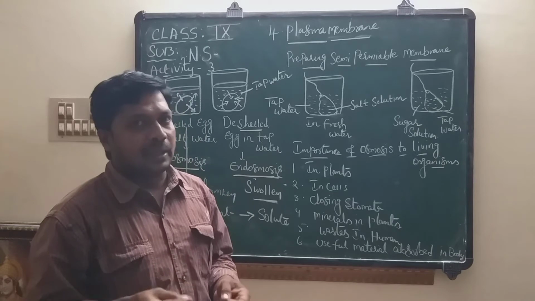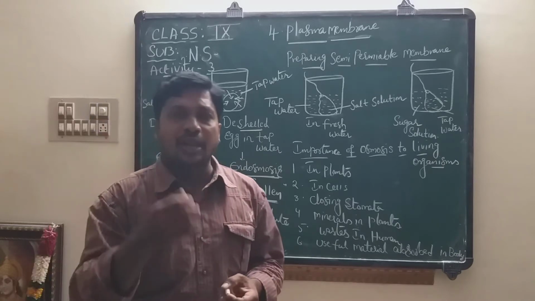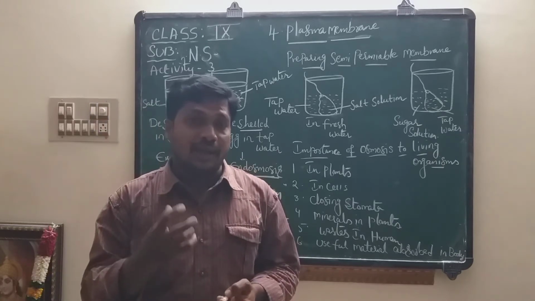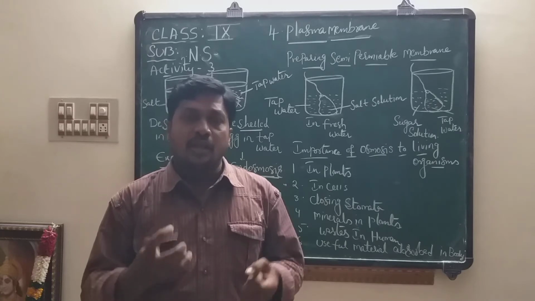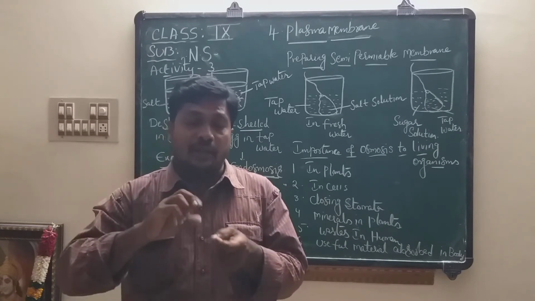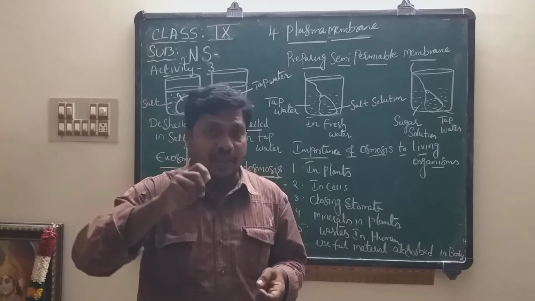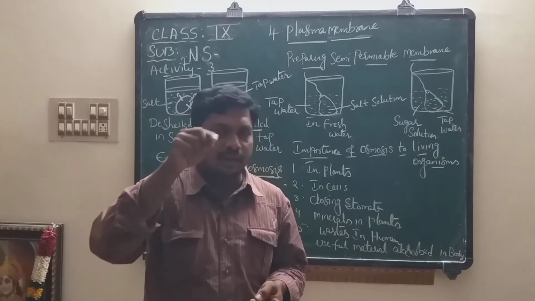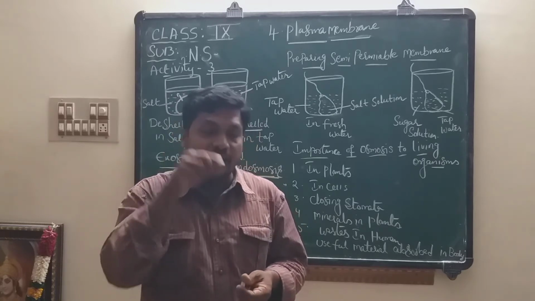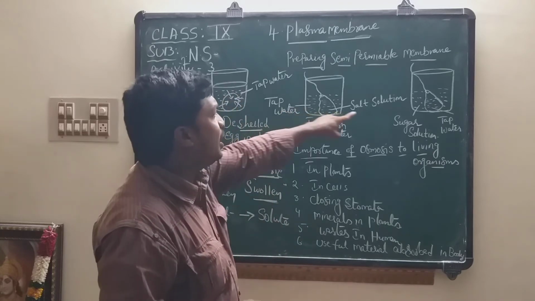That is the semi-permeable membrane. If you observe a boiled egg, we are all familiar with it. If you remove the shell, we can find a thin layer around the egg, that is called the semi-permeable membrane.